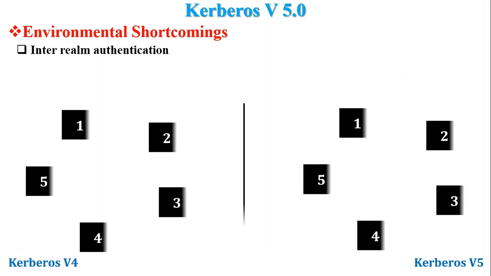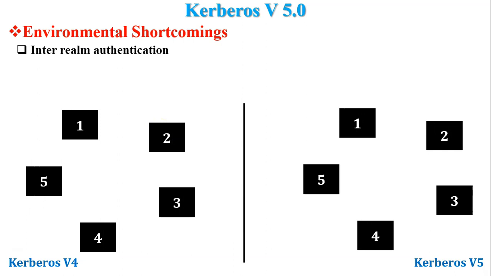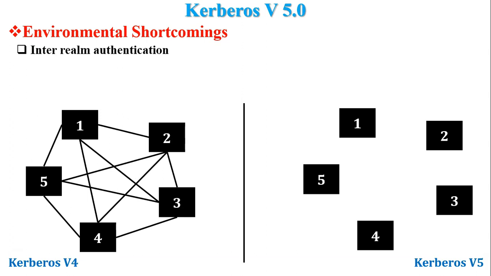For example, there are 5 realms in both Kerberos versions. In Kerberos version 4, all the realms are connected with each other and authenticate with each other. So here we can say any host from any realm can communicate with all the hosts of all the realms. Now move to the scenario of Kerberos version 5.